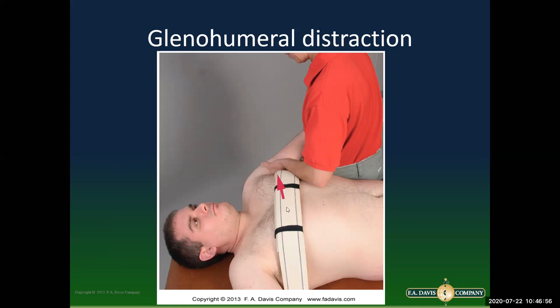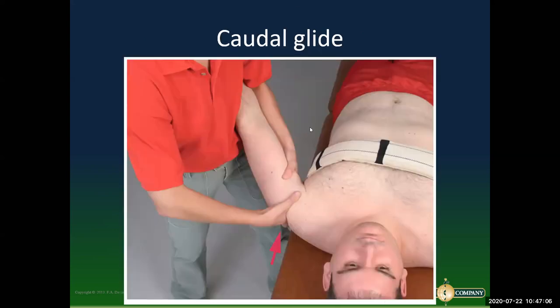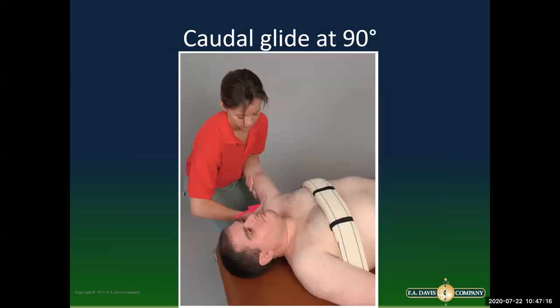Right? So in this case, if you don't have this to hold them down, you're going to have to stabilize and do one-handed mobilizations. So at that point, this PT is just distracting them away from the joint. So a caudal glide is exactly like it sounds, or inferior glide. She's just taking that humeral head and sliding it down. This is caudal glide at 90. So again, changing the angle will change the overall effect because it changes the angle of the scapula.